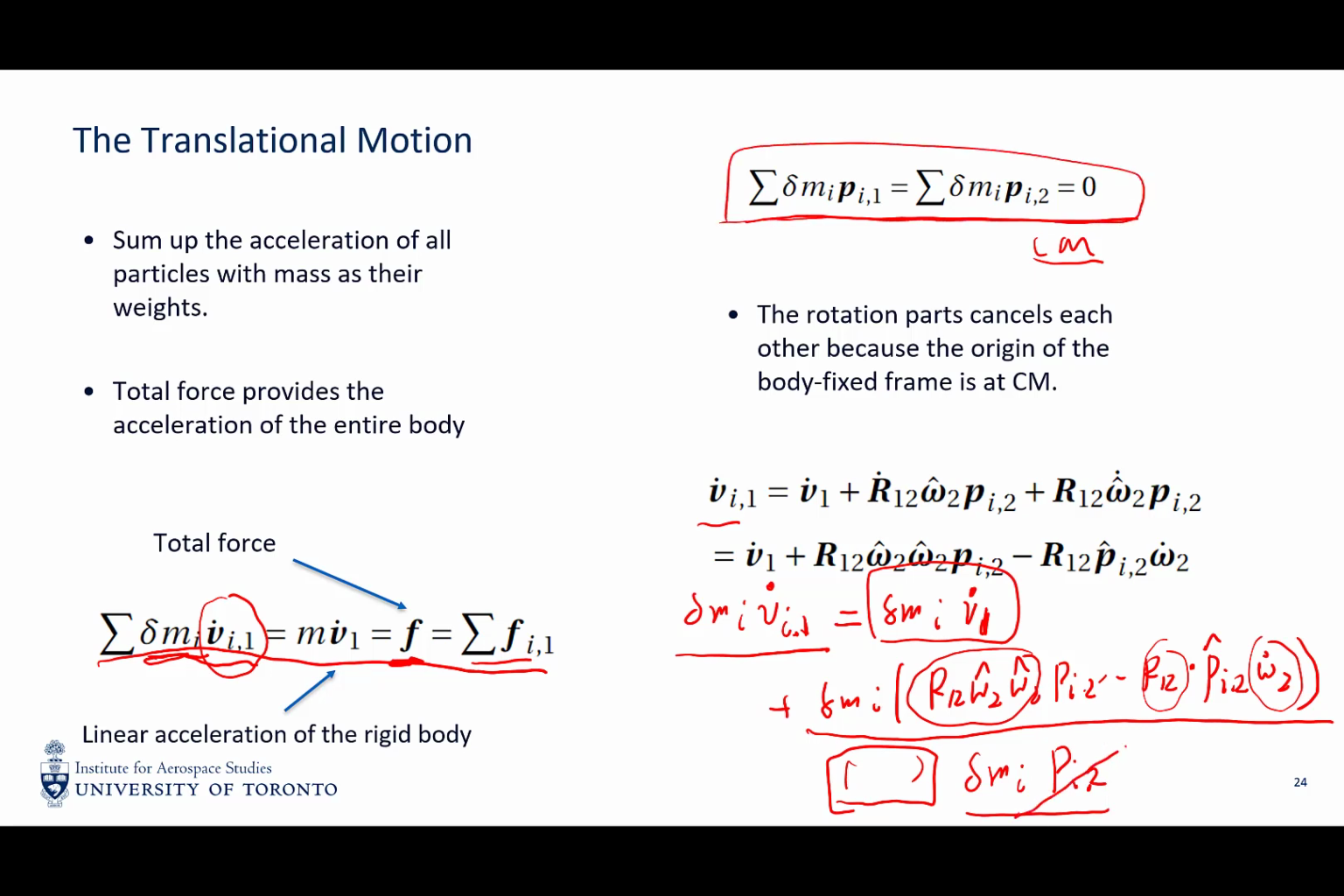So if we sum all the point masses together, then the residual terms should cancel out each other, resulting in a very simple form expressed here. It's just the inertial acceleration times the total mass equals the external force. Right now, it's just Newton's second law applied on the rigid body.